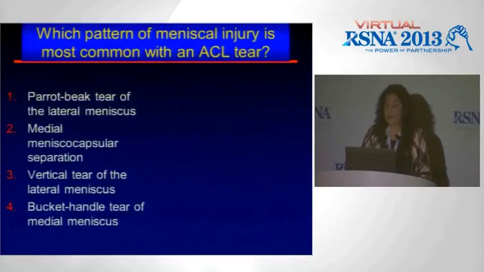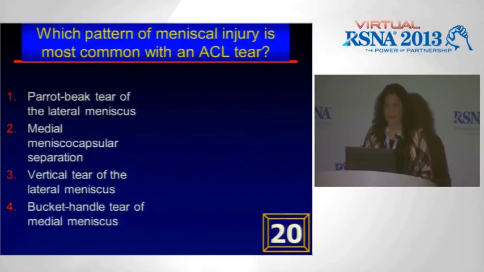So which pattern of meniscal injury do you think is most common in patients who have an anterior cruciate ligament tear? And the choices are, number 1, a parrot beak tear of the lateral meniscus. Number 2, a medial meniscocapsular separation. Number 3, a vertical tear of the lateral meniscus. And number 4, a bucket handle tear of the medial meniscus.